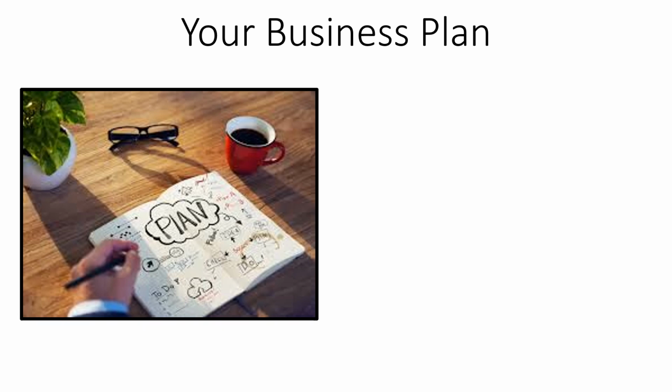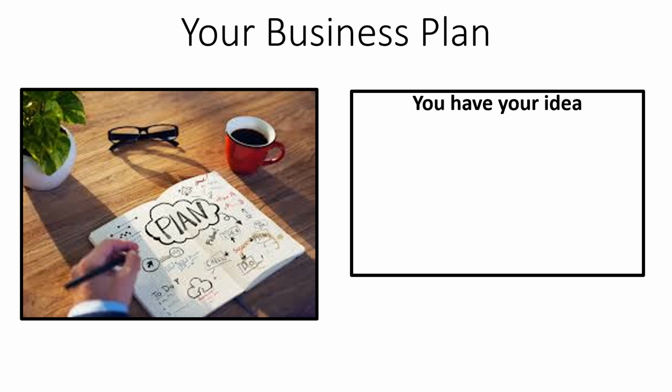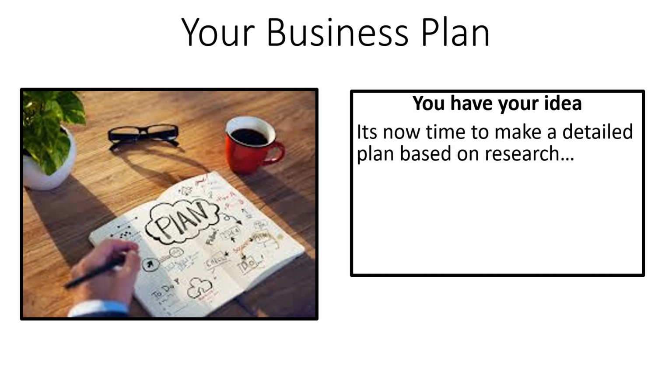In component 2, Learning Aim A, you are going to write a business plan for your idea. So in this short video, I'm going to be talking about what you need to include in the business plan. First of all, you've already got your idea. You've done your 3 small ideas, and now you have the idea you've decided to do. You need to do a detailed plan based on research.